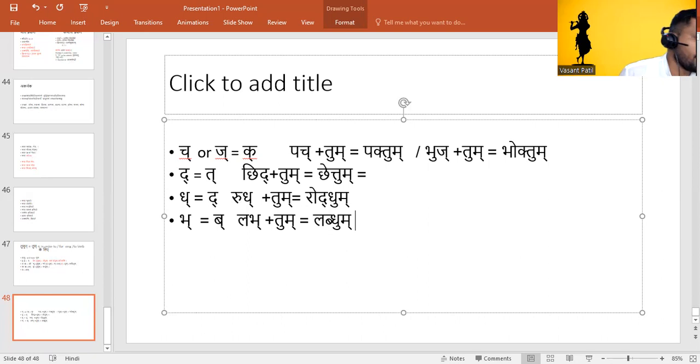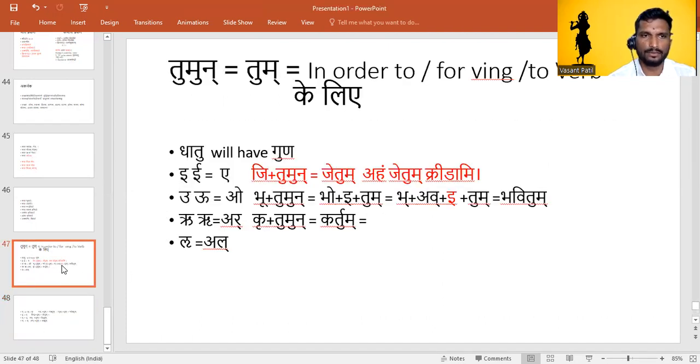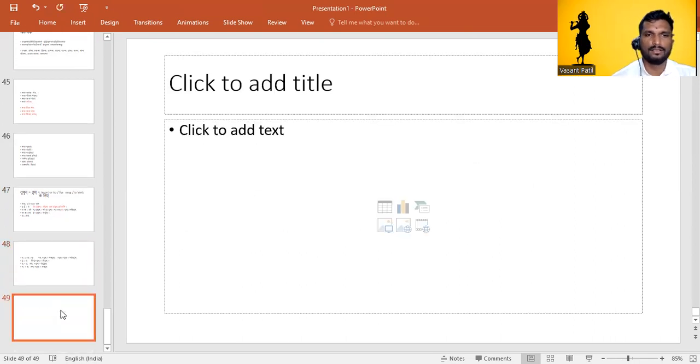Now the point is that we should be able to identify the tumunta pratyaya. Really speaking, we cannot remember how many changes there are. We need sutras for that. We cannot remember all of this. But this much we can try to remember: when tum comes, it means in order to, or for studying, or to that verb. This much is good enough. Now, a few examples.